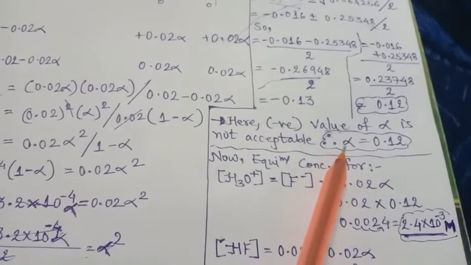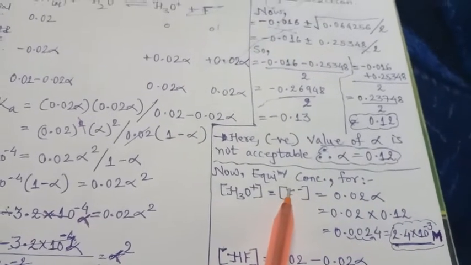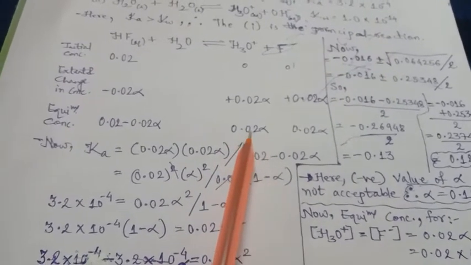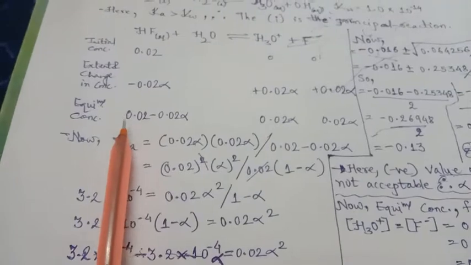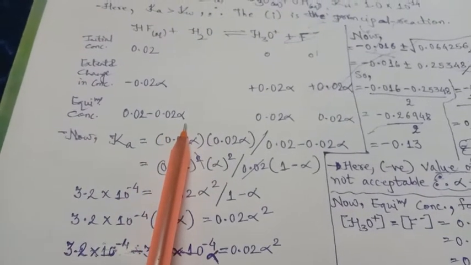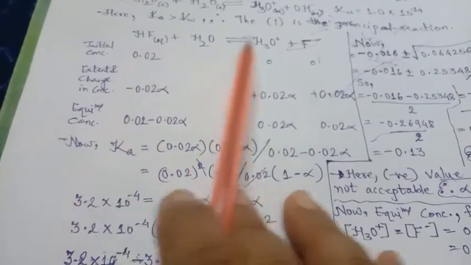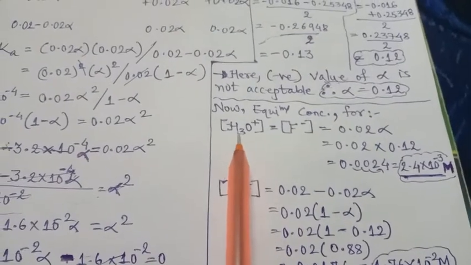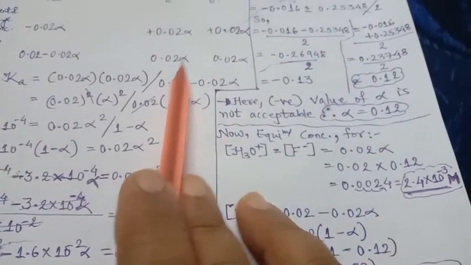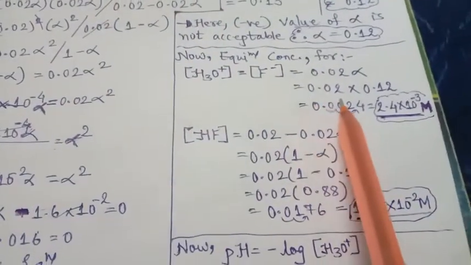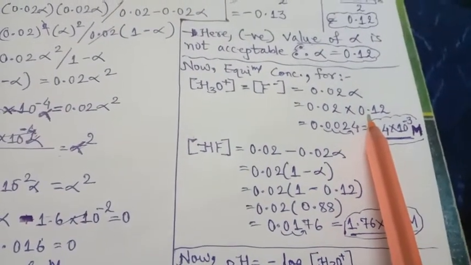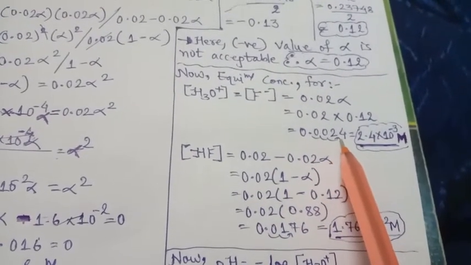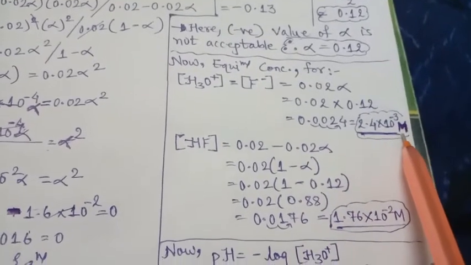Now with the help of degree of dissociation, we'll be able to get equilibrium concentration, because we know the equilibrium concentration: 0.02 into alpha for both products same, and for the reactant 0.02 minus 0.02 alpha. So for all these three species, HF, hydronium ion and fluoride ion, both hydronium ion and fluoride ion are same, 0.02 alpha, 0.02 alpha. So 0.02 multiplied by 0.12 value of alpha will get 0.0024. In the scientific notation, move 3 points back, 2.4 into 10 raised to minus 3 molar.